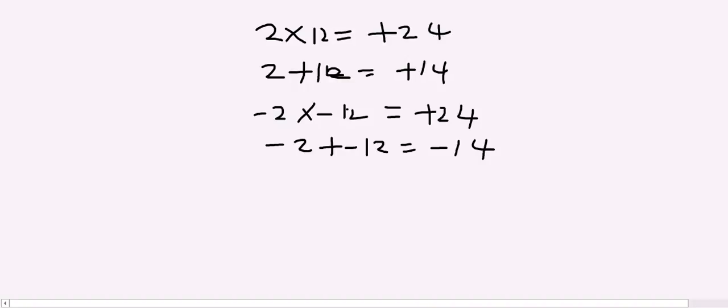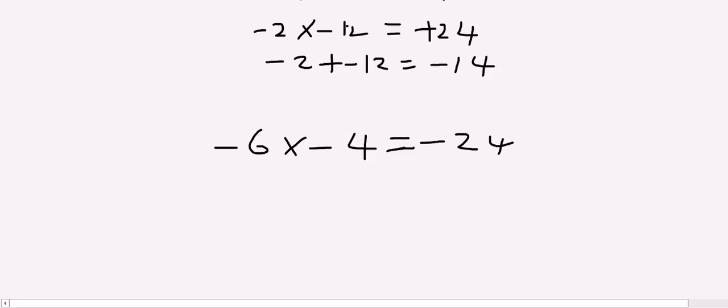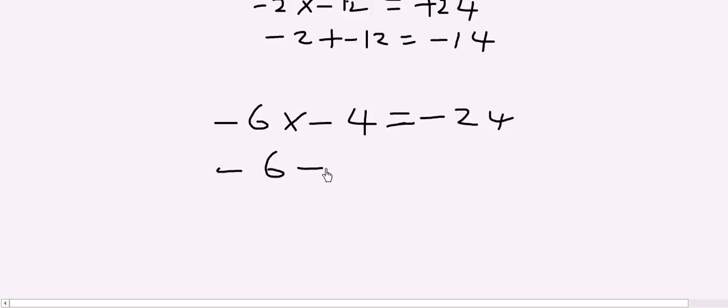So what are the factors? Let's take, say, minus 6 times minus 4. Minus 6 times minus 4 gives me plus 24, and minus 6 plus minus 4 gives minus 10. This means that you have a deficit of 6 and you're adding on a deficit of 4. Automatically, the total deficit is minus 10. So minus 6 plus minus 4 gives minus 10.